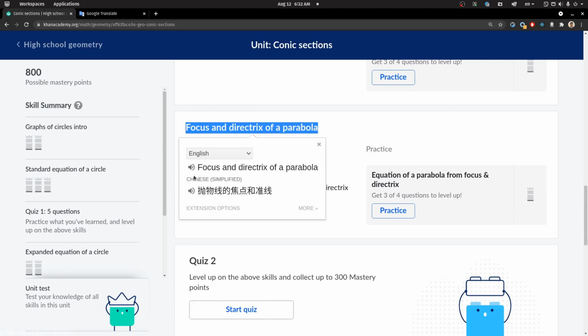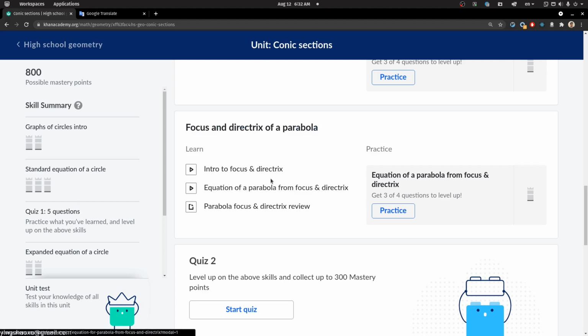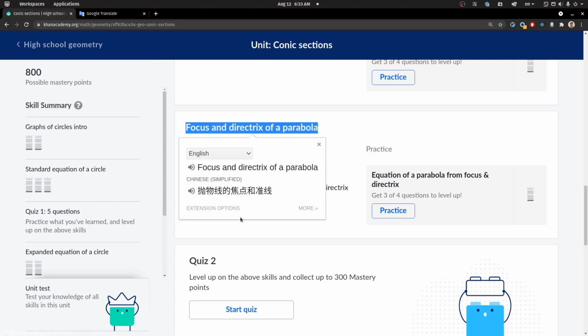of whatever. Focus and directrix of a parabola. Focus and directrix of a parabola. Focus and directrix of a parabola. Focus and directrix of a parabola. Focus and directrix of a parabola. Focus and directrix of a parabola. Yeah, it's kind of hard to read. Not even mentioned to understand the meaning of it. Focus and directrix of a parabola. Focus and directrix of a parabola.